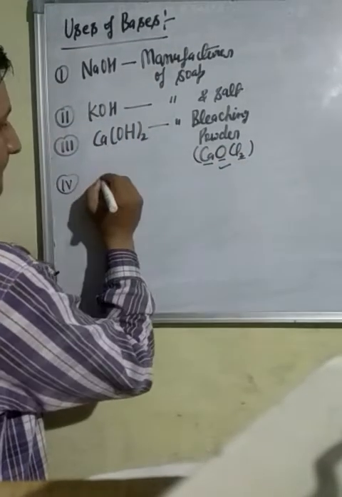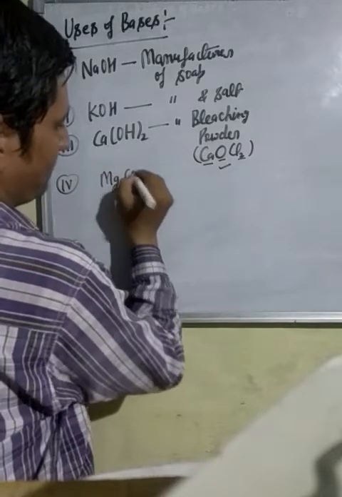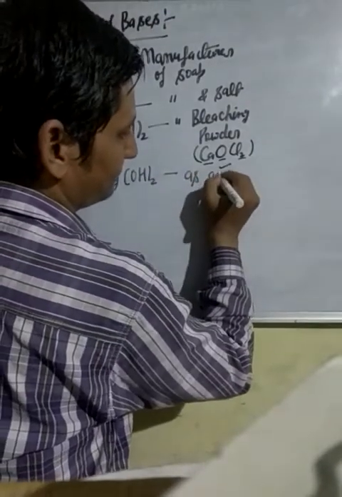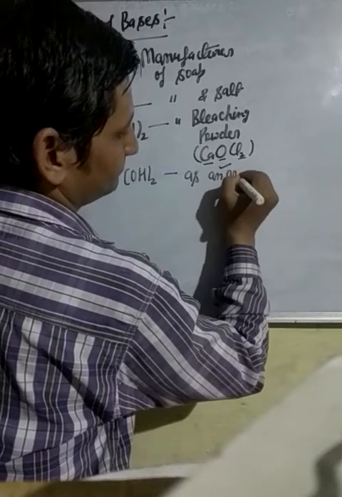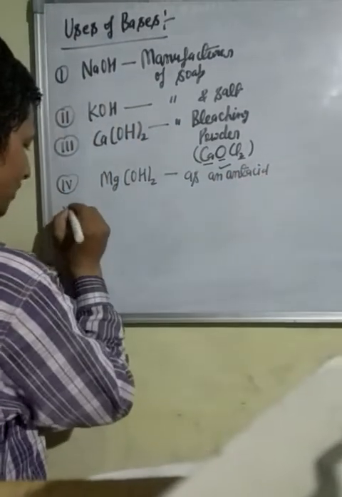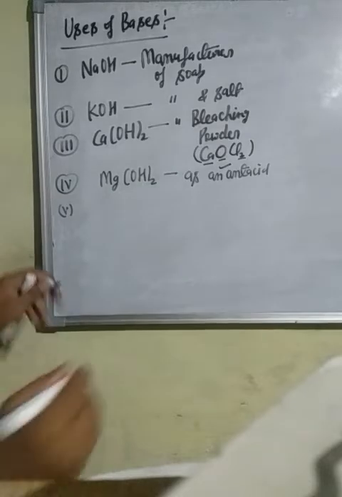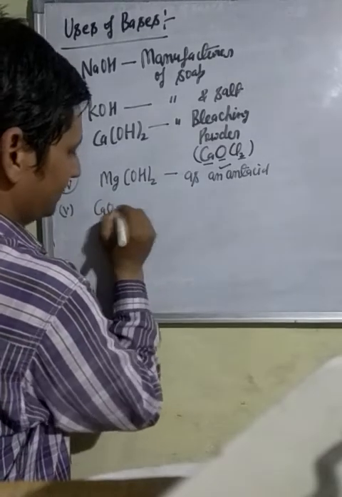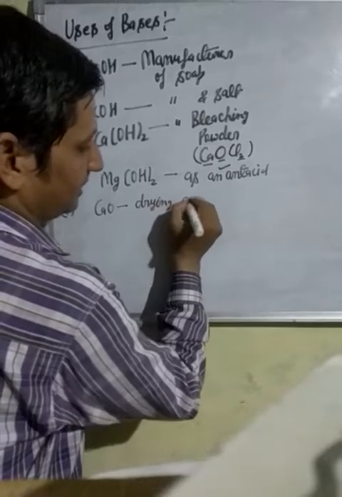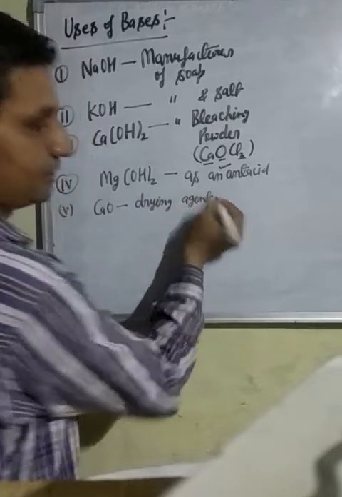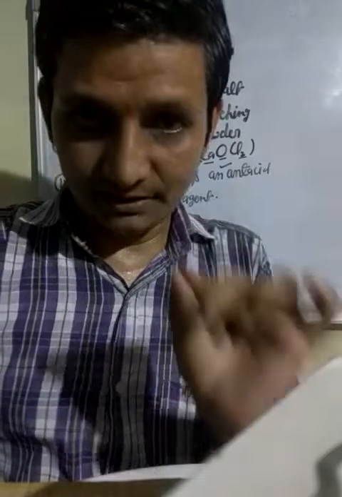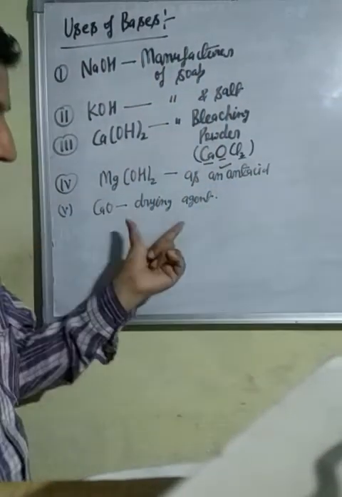And fourth is magnesium hydroxide. Magnesium hydroxide is used as an antacid. And fifth point is calcium oxide. Calcium oxide is used as a drying agent. In the last 10 years, 3 to 4 times a question has come, write the name of a drying agent. So the drying agent name is calcium oxide.